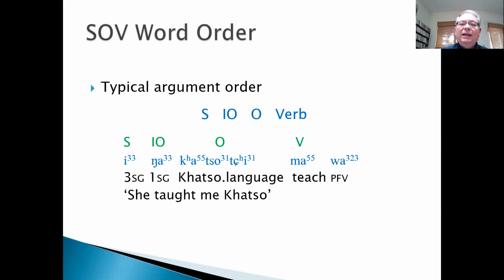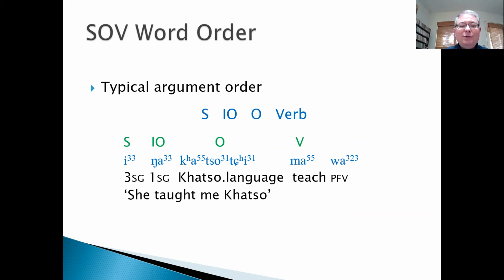Then if there is an object, it will come between the subject and the verb, and it will be the argument closest to the verb. If there's a third argument, what might be an indirect object, for example, that will come between those two. So here's an example. In English, this is "she taught me Khatso," and literally in Khatso, this is "she me Khatso taught." Now, there is some flexibility.